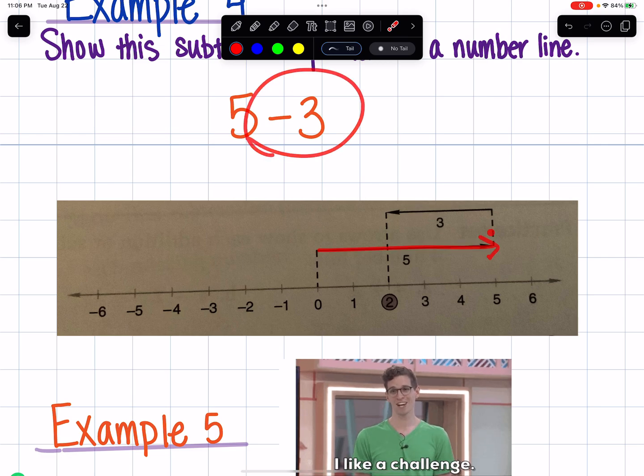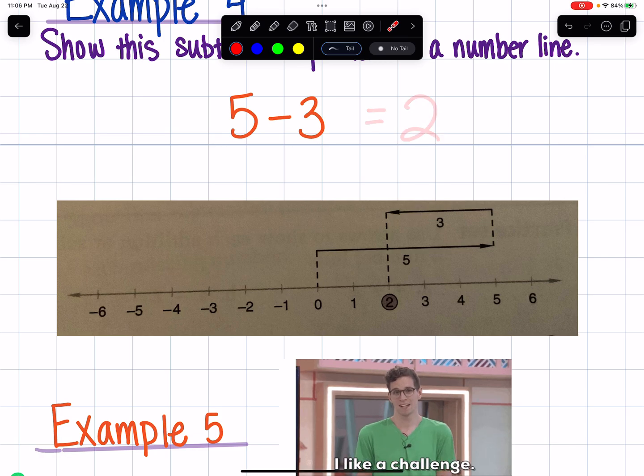So we're going to go up, up, up, dot, dot, dot, to draw our second line. The second line is 3 spaces. Is it going to be to the left or the right? It's going to be to the left because of that negative sign. So 1, 2, 3, and we stop there. And if you dot, dot, dot all the way down, you end up at 2. 5 minus 3 is equal to 2.